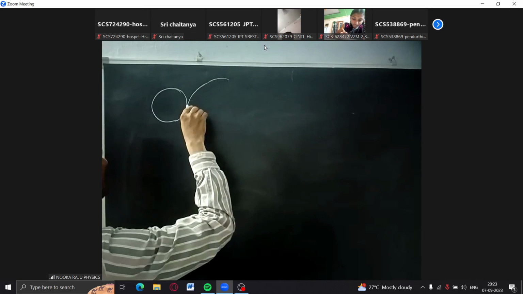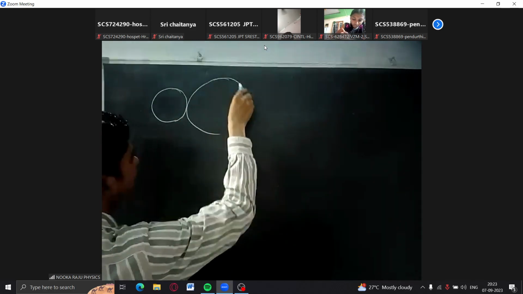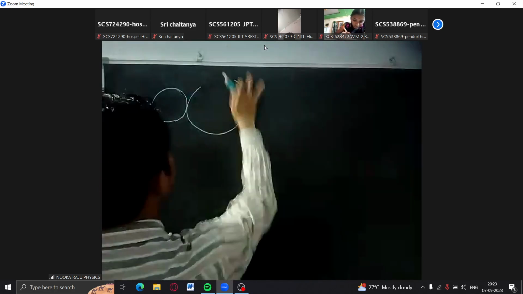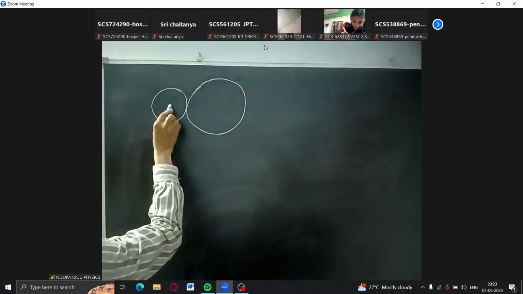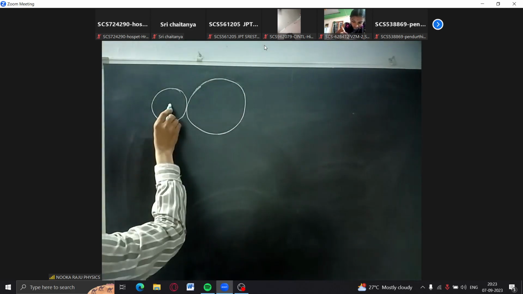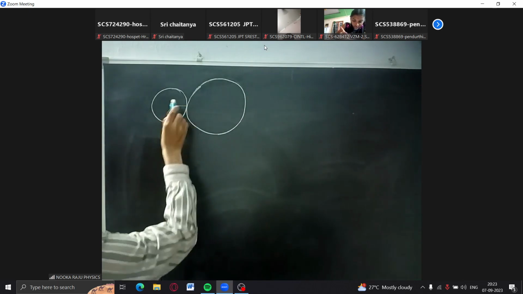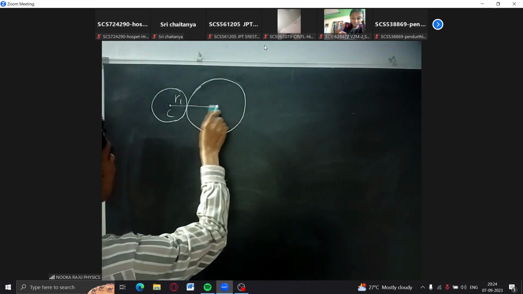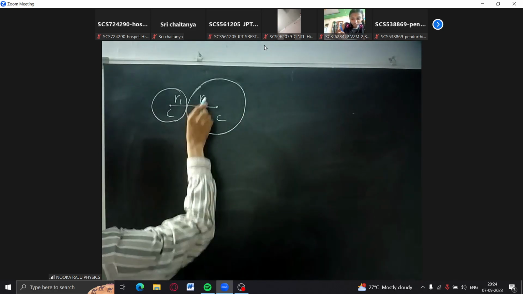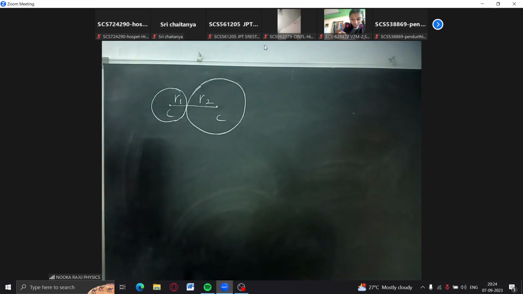For example, consider this a small disk and this a large disk. So this is the center of the disk, let it be C. This is the radius of the disk, R1. This is the center of the disk, like C, and this is the radius.